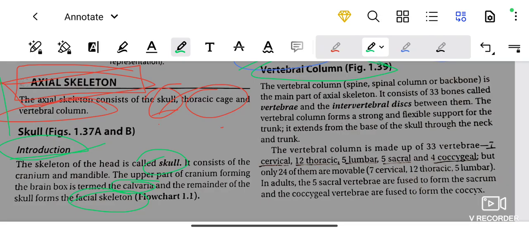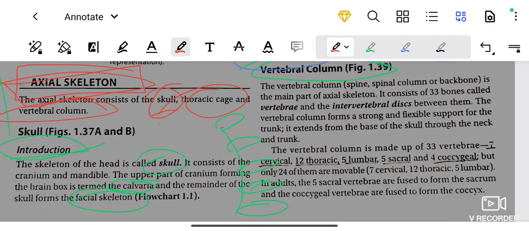It has 33 bones, which I will draw on the diagram. You can see this part, here 33 vertebrae are present. What is meant by intervertebral disc? It means the place between two vertebrae. You can say this is the intervertebral disc. Like this, only 33 bones, that is vertebrae, will be formed. Okay.